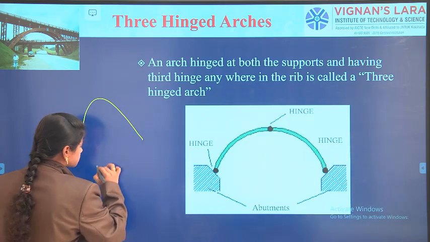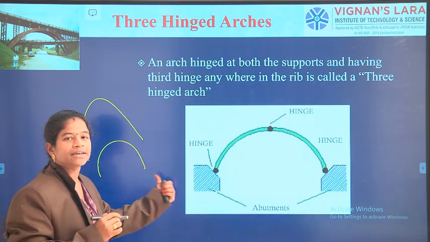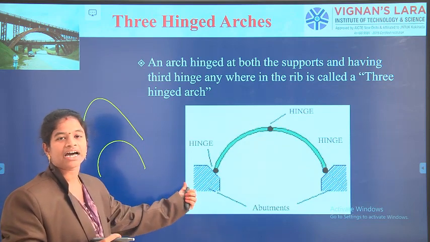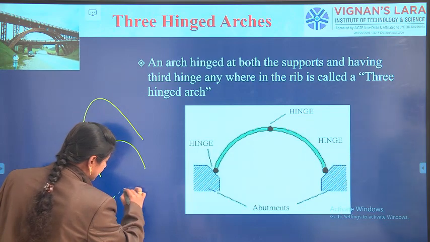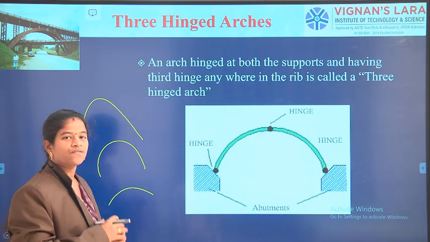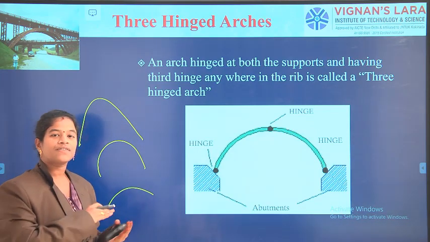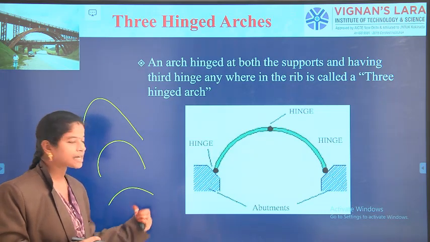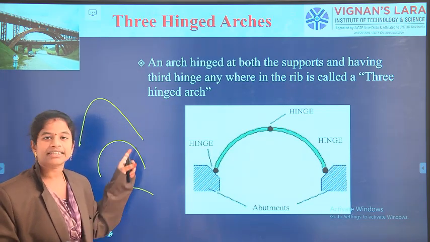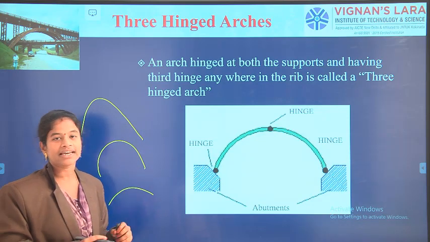Or when we observe a circular segment as the shape of that arch, we call that a circular arch. Or there is a very small portion of a very large circle. That type of arch we call a segmental arch. These are the arches based on their shapes.